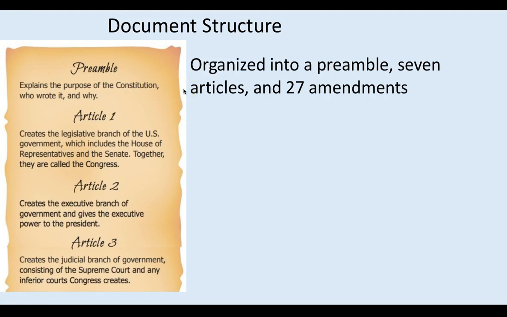Now let's take a look at Article 1 here. What exactly is going on in Article 1? Article 1, you can see here, creates the legislative branch of the U.S. government, which includes the House of Representatives and the Senate. Together they are called the Congress. Now, I said we are going to break this down more fully later in the year, so for now, let's just highlight that all we really need to know is that it creates the legislative branch. The rest of it are details that we'll come back to later.